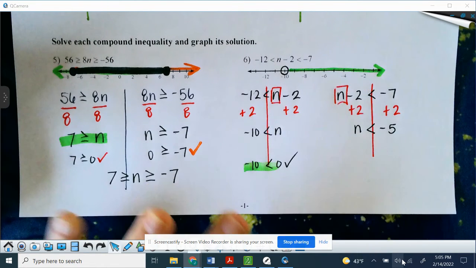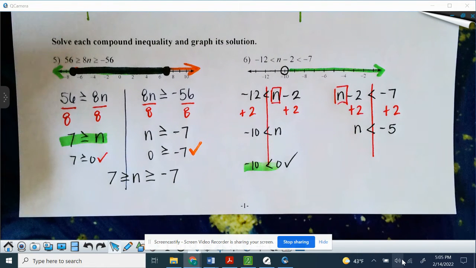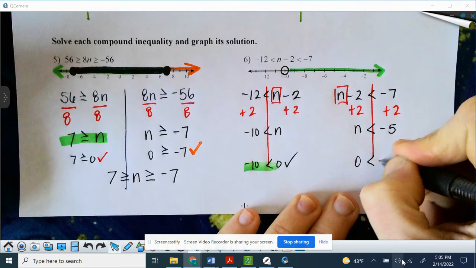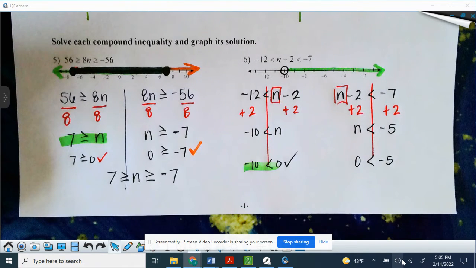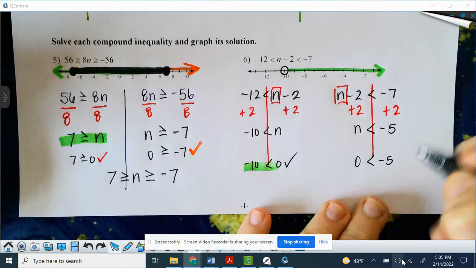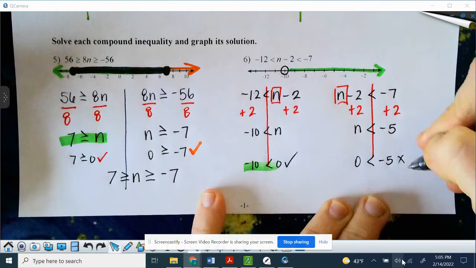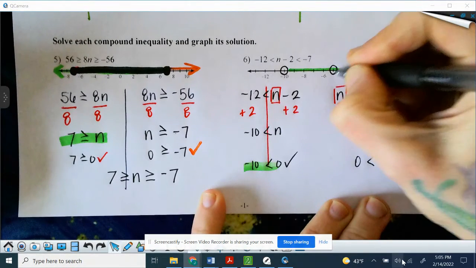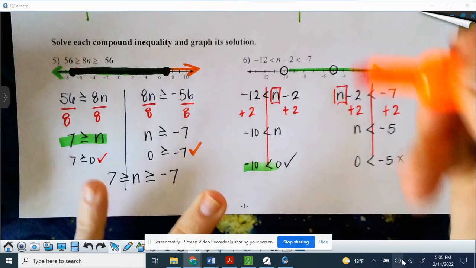Then we're going to do our test point for the second one. Is 0 less than negative 5? It is not. So we're not going to shade towards 0. We're going to go to negative 5, draw an open circle, and shade away from 0, which is going to be to the left.